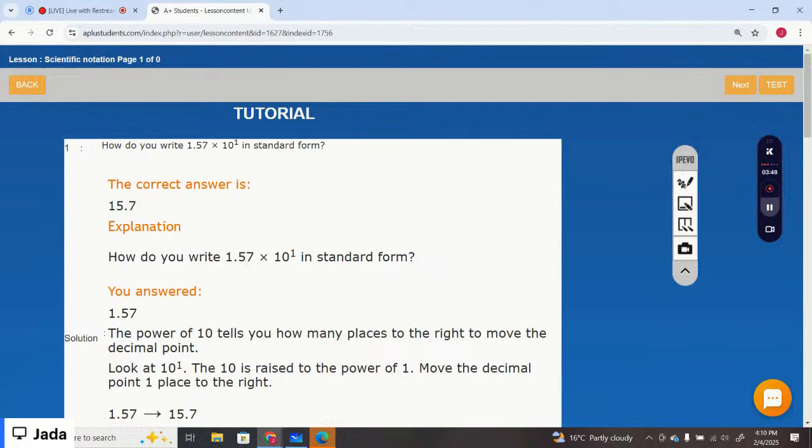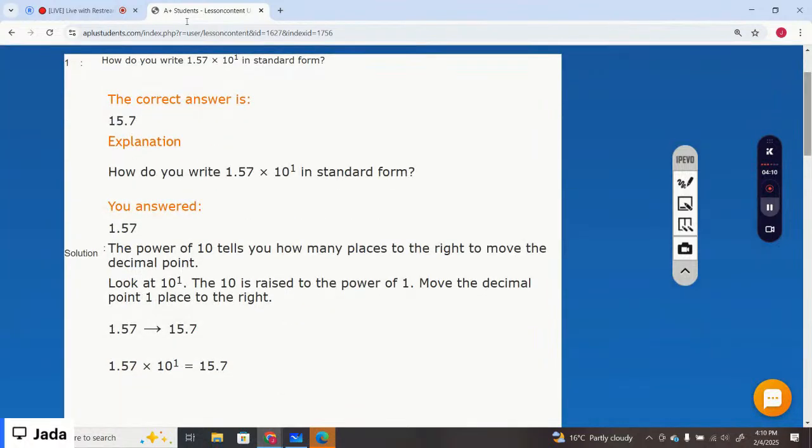How do you write 1.57 times 10 exponent 1 in standard form? So basically that is the scientific form. Whenever you write a number like this, 1.57 times 10 exponent 1, that is scientific notation. You need to write it in standard form. The power of 10 tells you how many places to the right to move the decimal point. Here you have 10 exponent 1, so you need to move the decimal point 1 place right. It will move from here to here, so that would be 15.7. The correct option is 15.7.